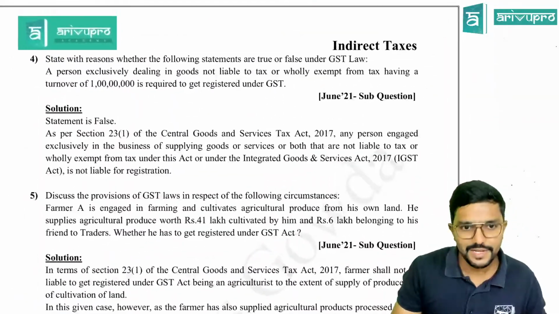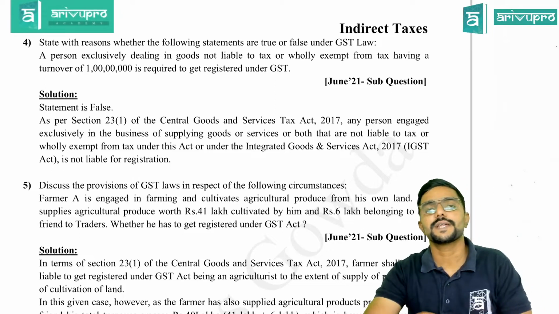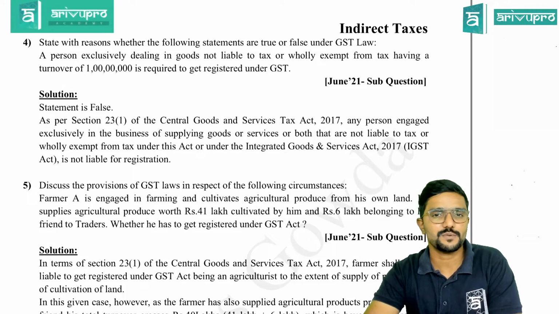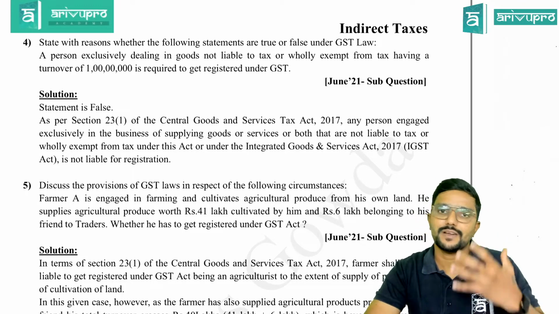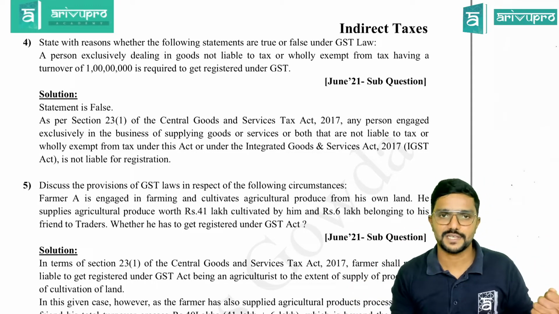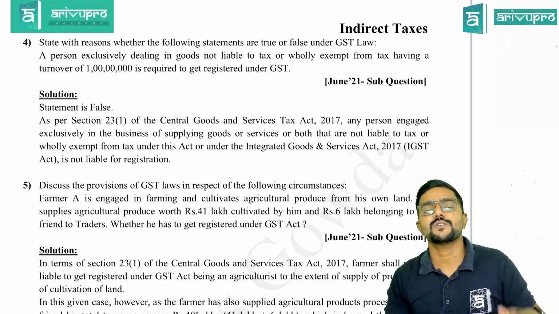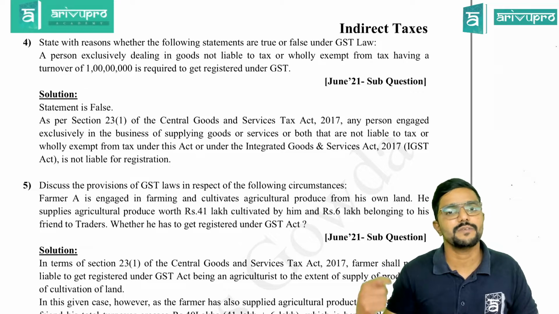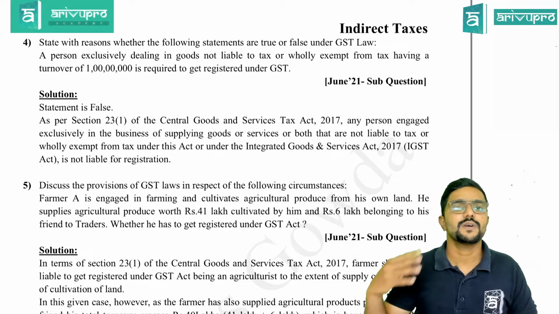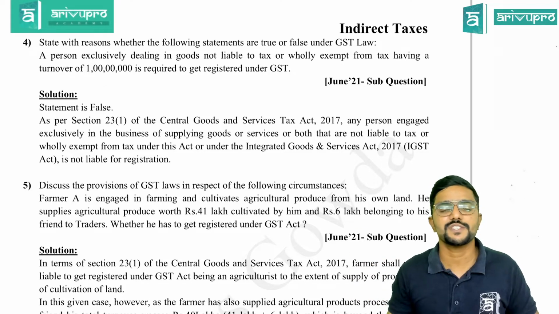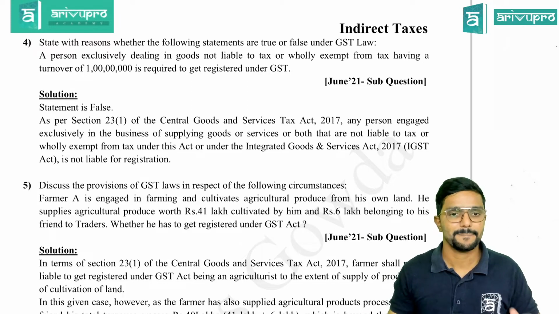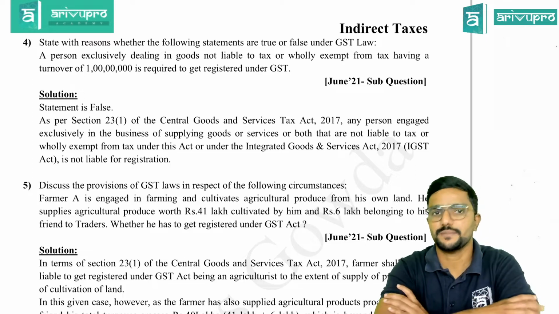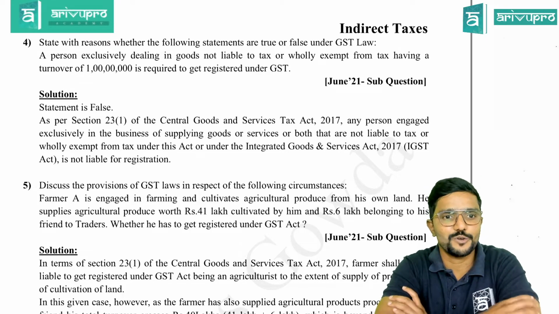Okay. Next, fourth one. State with reasons. It is a sub question asked in June 21. See, normally when they ask sub questions, the questions in the exam will be for either 5 marks or 4 marks, guys. So when they ask the question for 5 marks, they would have given 5 sub questions there. Each sub question will be for 1 mark, or they would have given 4 scenarios, so for each scenario, 1 mark, like that. So whatever is relevant to this chapter, I have taken only that much, not the entire question.